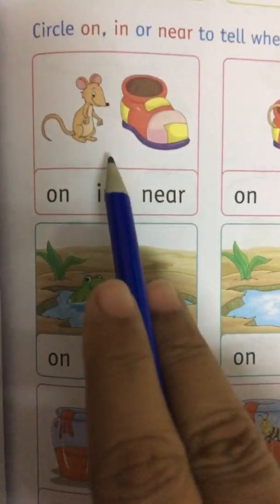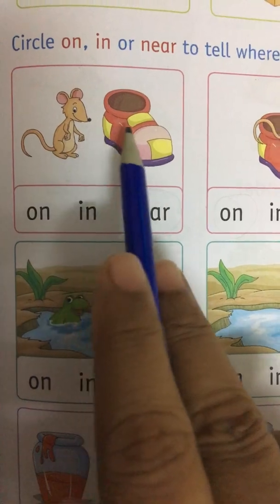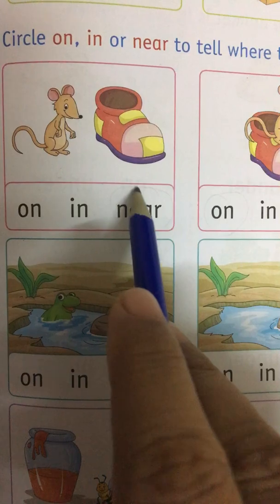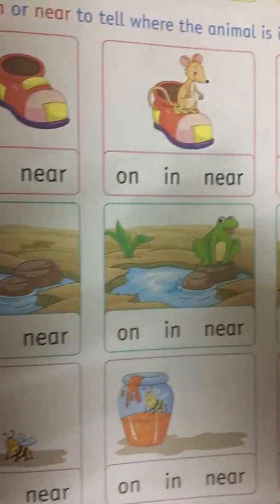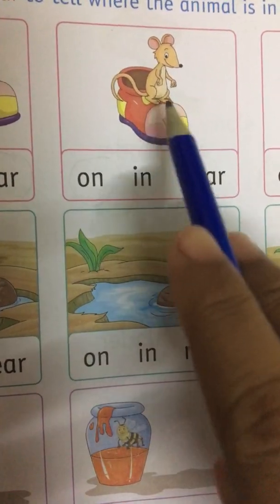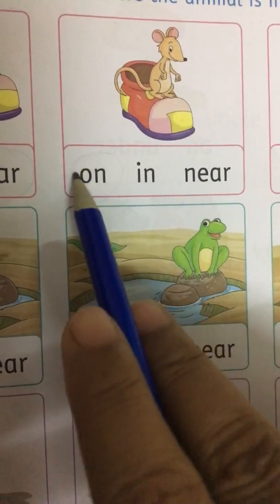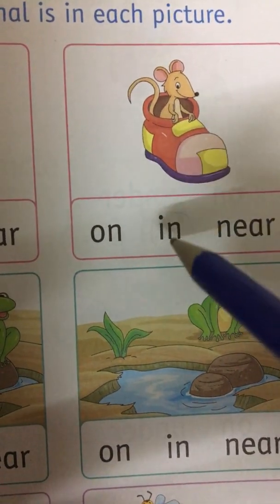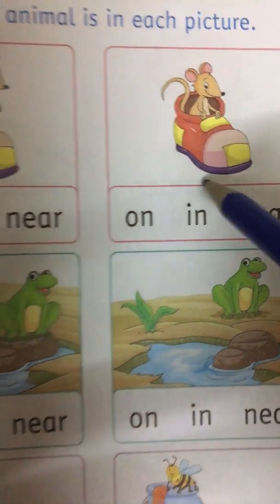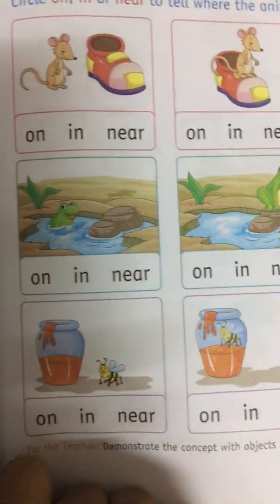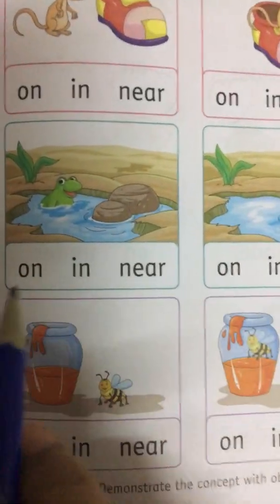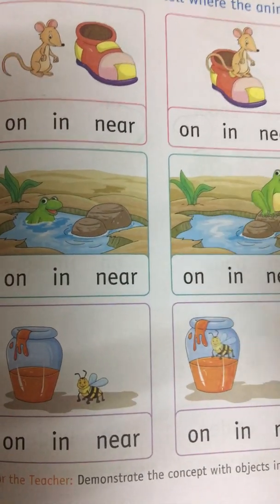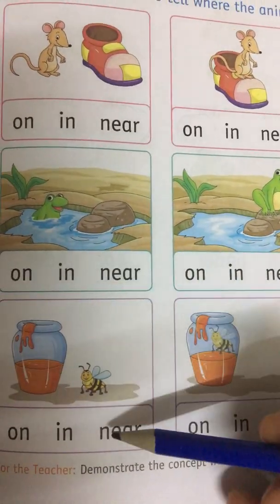If you look at this first picture, the rat is near to the shoe. So we will circle near. Here the rat is on the shoe. So we will circle on. And here the rat is in the shoe. So we will circle in. Similarly, here you will have to carefully look at the position of the animal, whether he is in, on, or near to the particular object. So you would be doing these two.